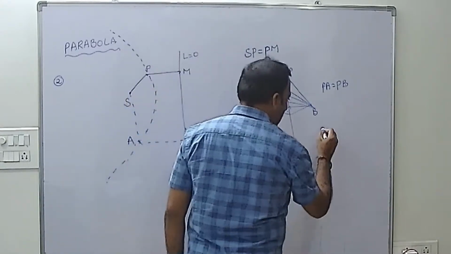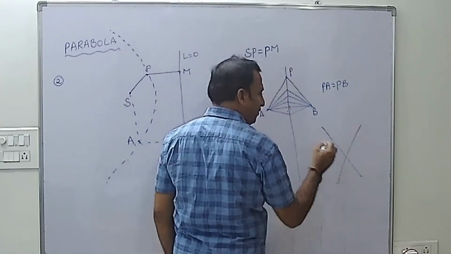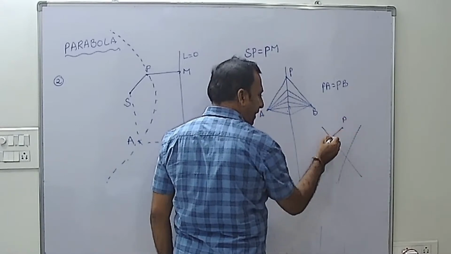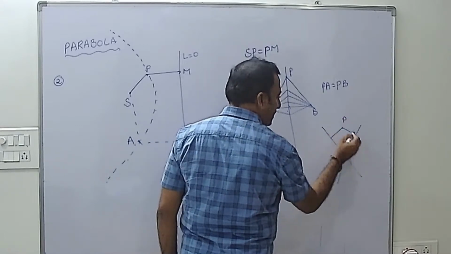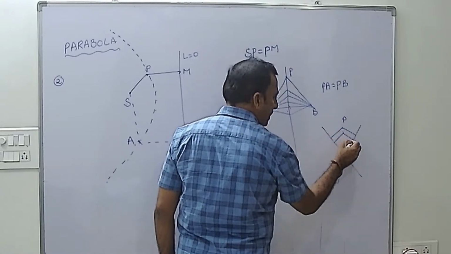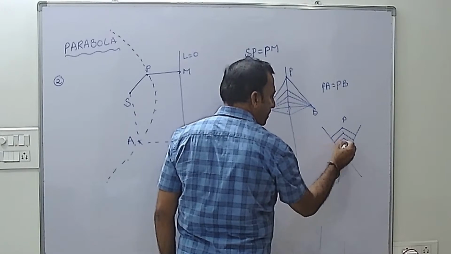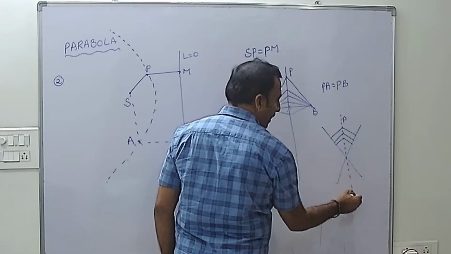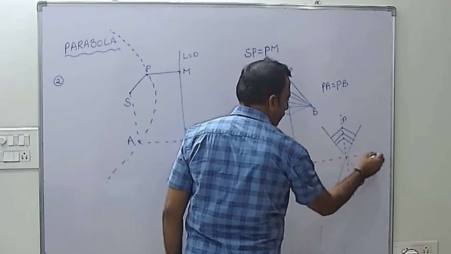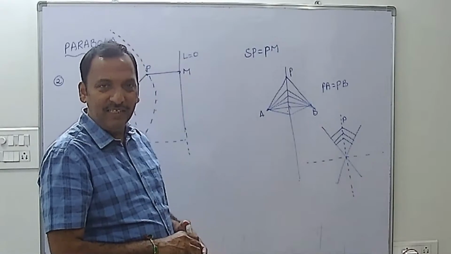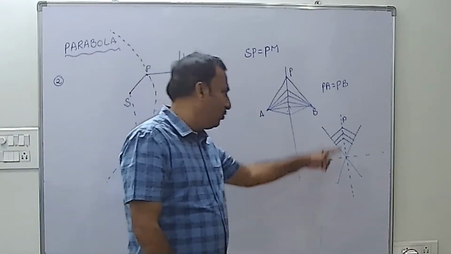Now we have two intersecting lines. A point is moving such that the perpendicular distances are equal. This distance is equal to this, this distance is equal to this. If you join all these points, what do you get? It looks like this, or it can be like this. These are what? Angular bisector. Okay, next note.